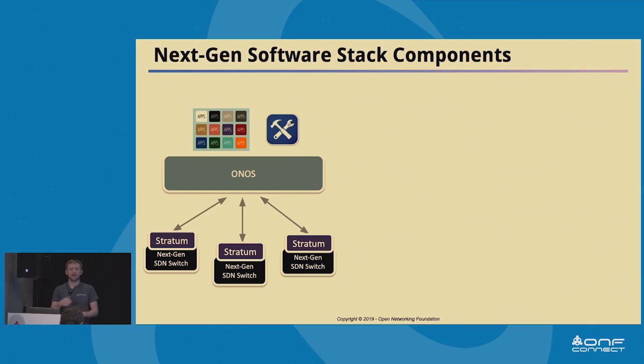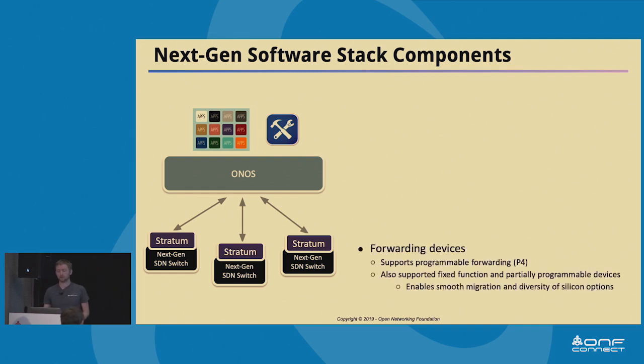And this is where next-gen SDN comes in. It's our next generation of these architectures. And it's largely built on a substrate of a few components that the ONF has been working on. The first is forwarding devices. In next-gen SDN, we want to mandate a forwarding plane, or a forwarding pipeline, to the switch. And we do this using a language called P4. We've also done some work to support existing ASICs, like fixed function ASICs and partially programmable devices, to enable a smooth migration from our older network generations to the next generation.